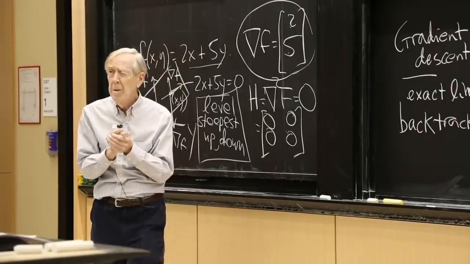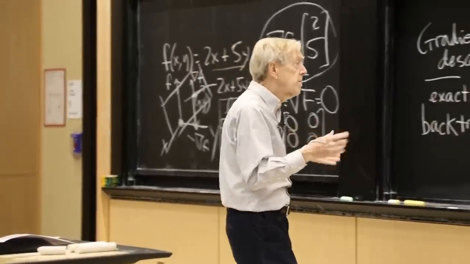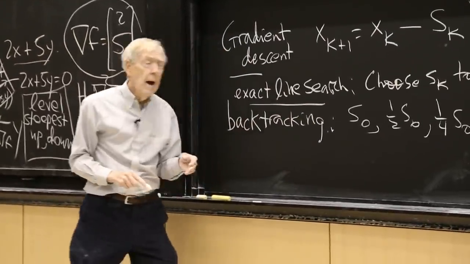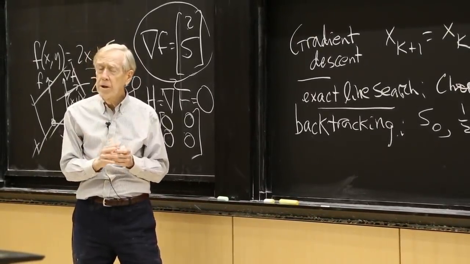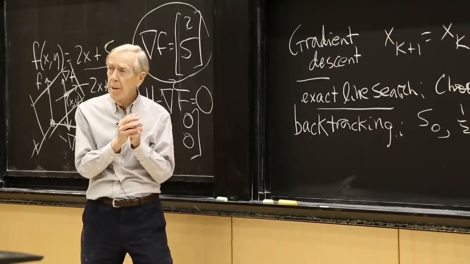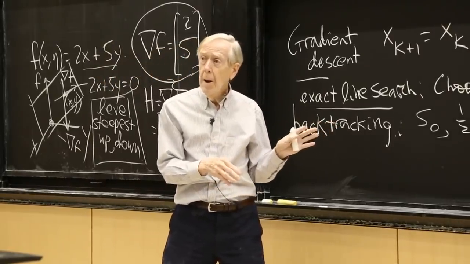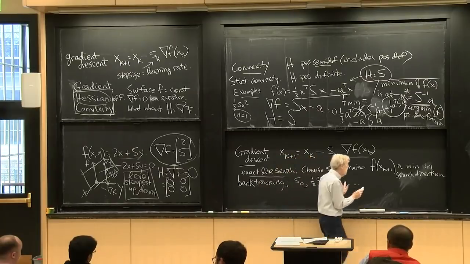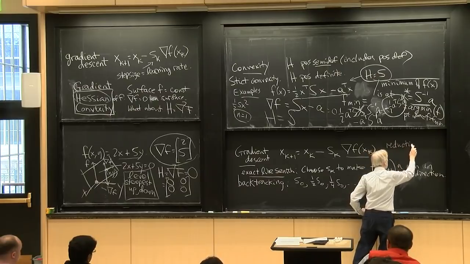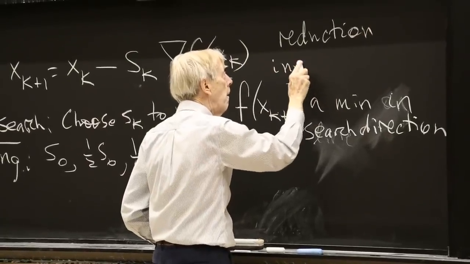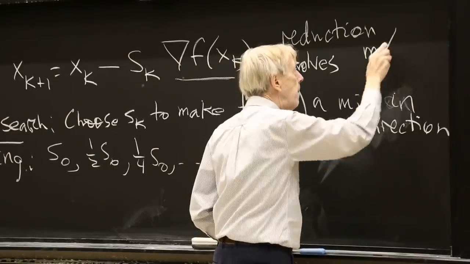Okay. So here's my fundamental question. Let's think of an exact line search. How much does that reduce the function? That's really what the bounds that I want are. How much does that reduce the function? And we'll see that the reduction involves the condition number, m over n.